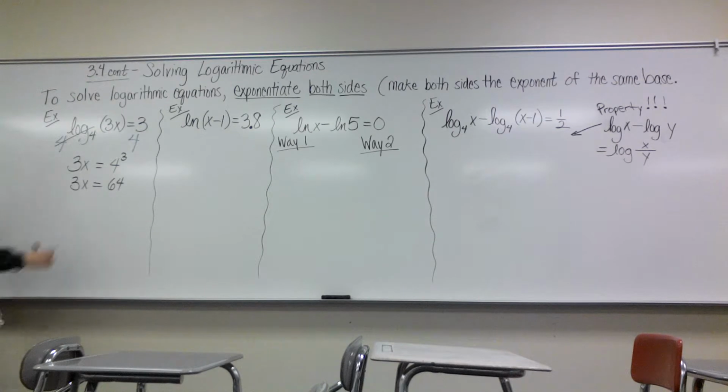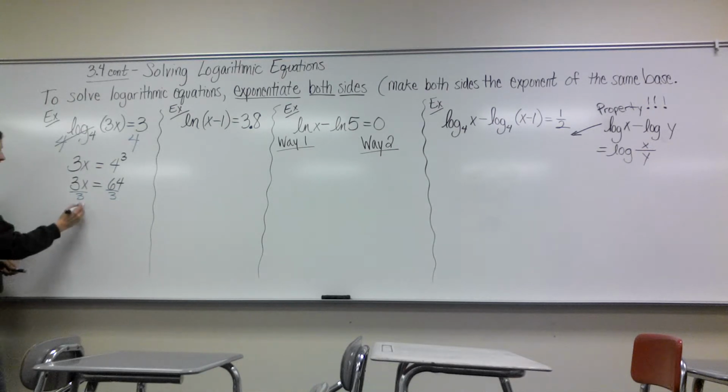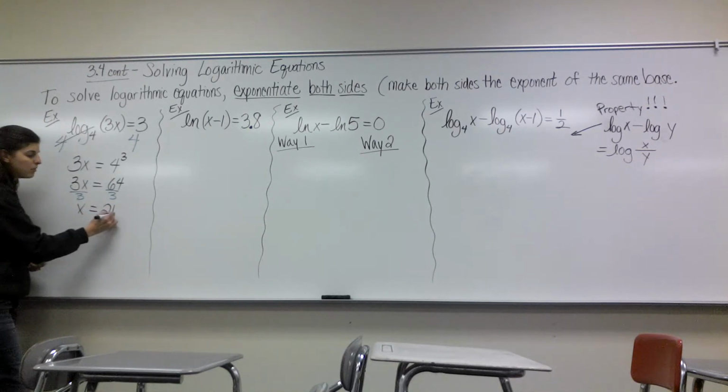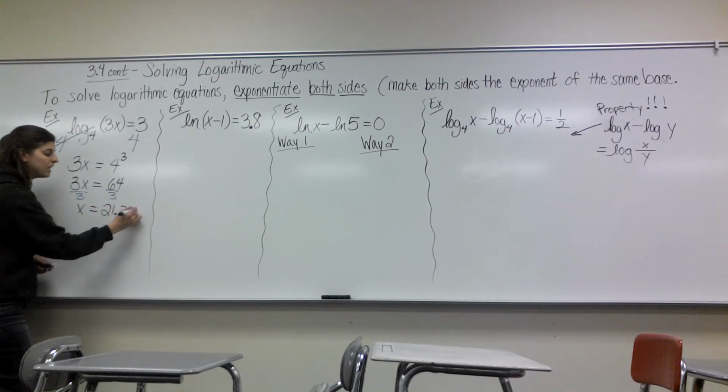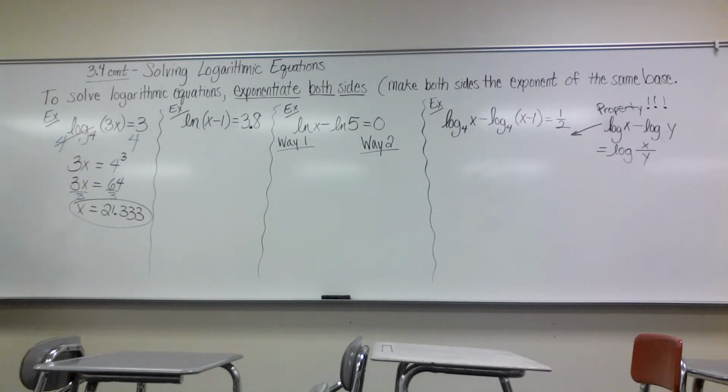All right, divide both sides by 3. And you get x equals 64 thirds, or if you want to put it into the calculator, 21.3 repeating, and that's fine too. All right. Now, what did we do? Let's reflect for a second.